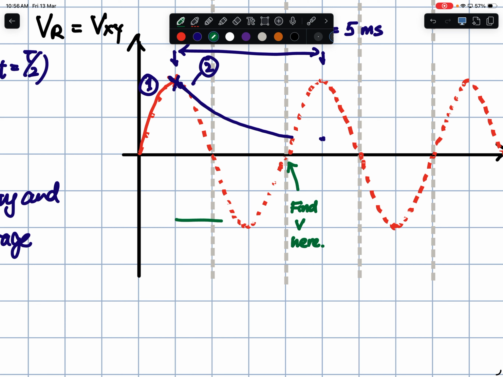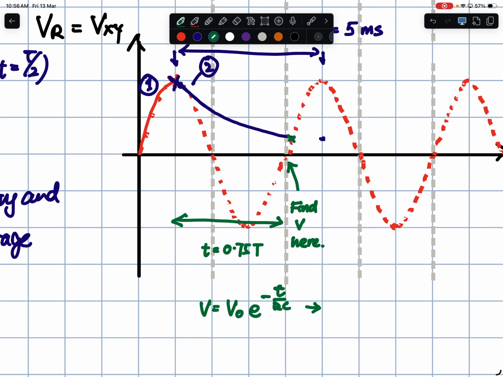Because you know that this part is t equals 0.75 of big T. So you can substitute into V equals V0 e to the minus t over RC to work out this value to mark up. Okay, the examiner says good students did that and they got an additional point. If you run out of time, of course you won't.